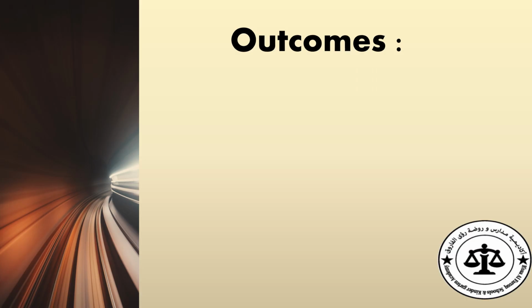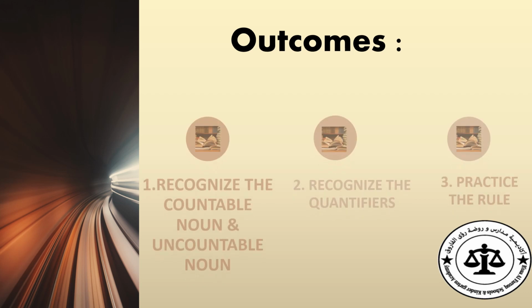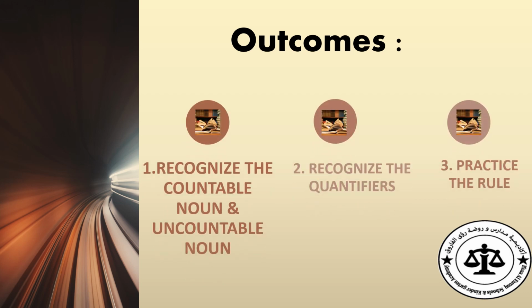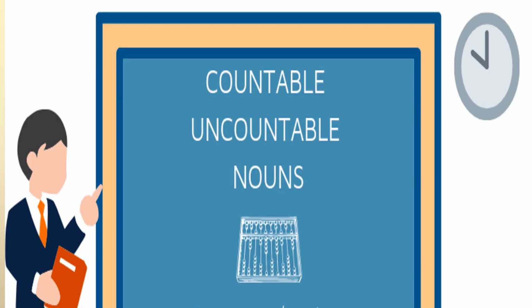The outcomes of our lesson today: students should be able to recognize the countable nouns and uncountable nouns, recognize the quantifiers, and practice the rule. So, before talking about quantifiers, we want to talk about the countable nouns and uncountable nouns, الأسماء المعدودة والأسماء غير المعدودة. So, let's start. What are the countable nouns and uncountable nouns?